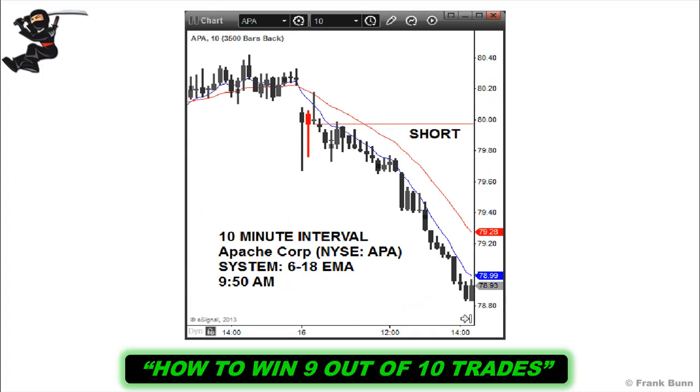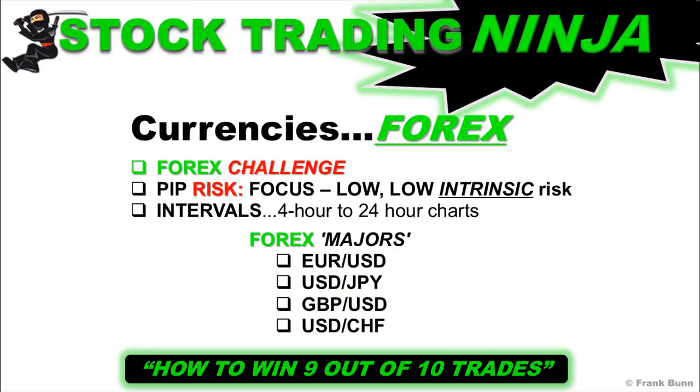Here's an example of an opening range breakout short position in Apache Corporation on a 10-minute interval. Notice the pattern, a swing low followed by an inside interval and a 1-bar pullback, a classic continuation pattern. You'll see these over and over again in the first and last hours where you can catch big institutional buy and sell programs. Let's move on and address currencies.